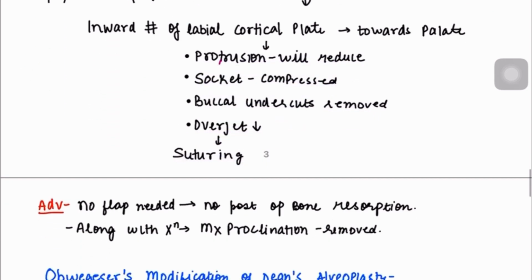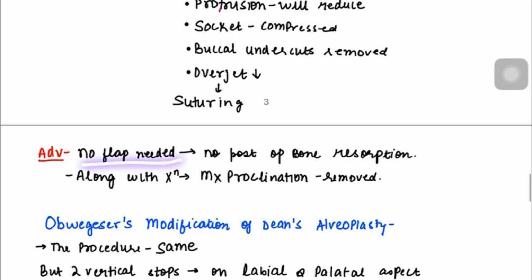The advantages of this are that no flap is needed, and as no flap is needed, no post-operative bone resorption will happen. And along with extraction, maxillary proclination is removed. So no extra surgery is required.